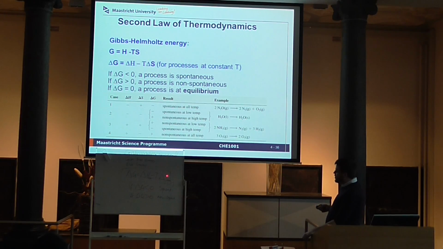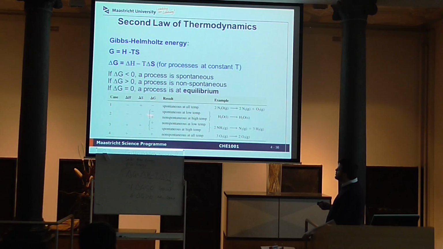So if delta S is positive and delta H is negative, the result is that delta G is always going to be negative at all temperatures. Do you guys see that? Because that term over there is negative, okay? And so it's basically just looking at the equation and figuring out how it's going to stay negative.